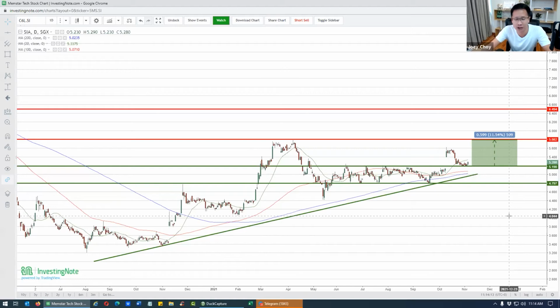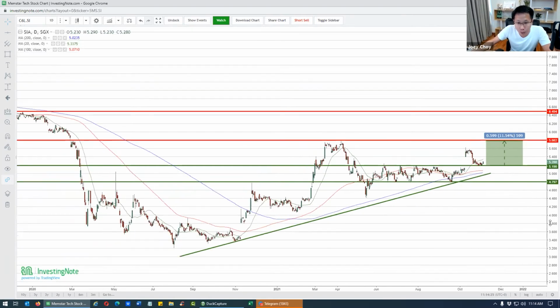Of course, due to the current situation, it will take a while. Not next month, maybe not until the end of next year. That's where things will slowly get better. People start traveling, and that's where we can see airline stocks slowly recover.